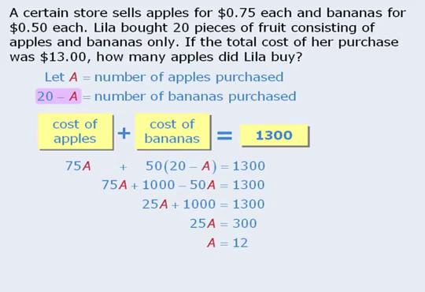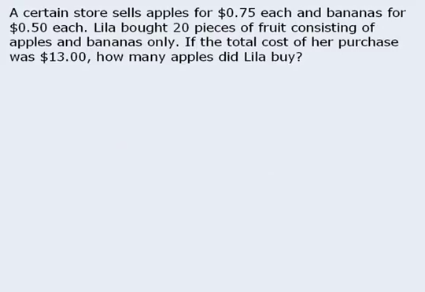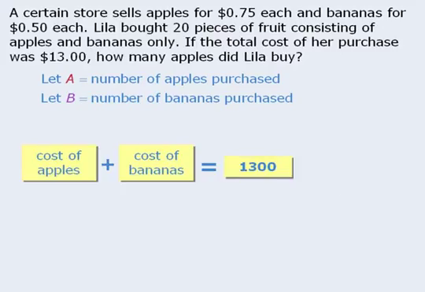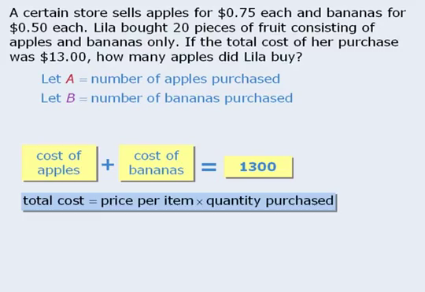If we were unable to recognize that, then we could have also solved the question by using two variables. Let's do that. To begin, we can let A equal the number of apples purchased and let B equal the number of bananas purchased. Once again, we'll use the word equation and apply this formula to determine the total cost of the apples and the total cost of the bananas. The total cost of the apples will be 75A, the total cost of the bananas will be 50B, and these two costs must add to 1,300 cents.